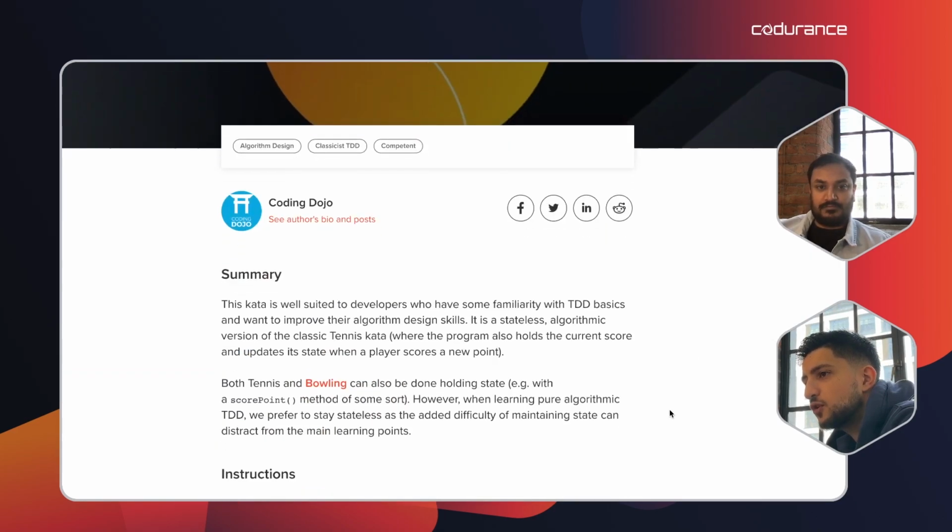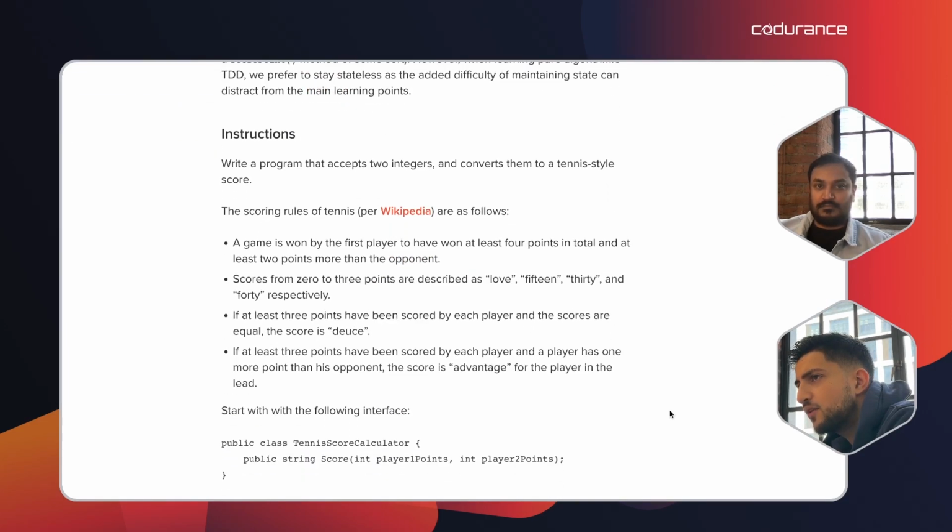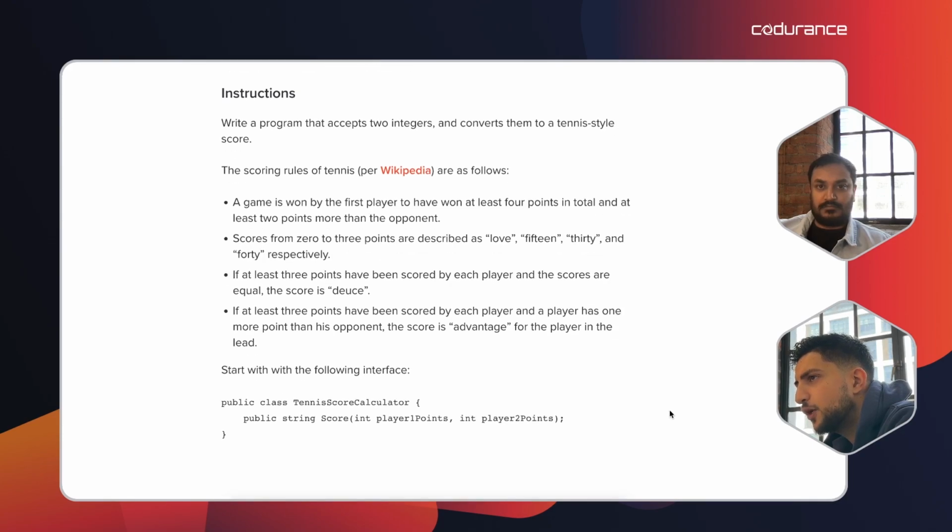So again, if we just scroll down, we can find the instructions on screen. A game is won by the first player to have won at least 4 points in total and at least 2 points more than the opponent. Scores from 0 to 3 points are described as love, 15, 30, and 40 respectively. If at least 3 points have been scored by each player and the scores are equal, the score is deuce. If at least 3 points have been scored by each player and the player has 1 more point than his opponent, the score is advantage for the player in the lead.